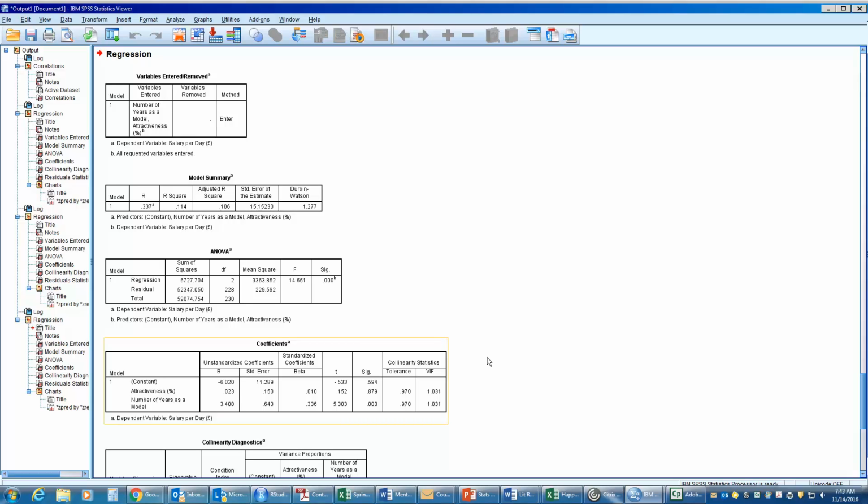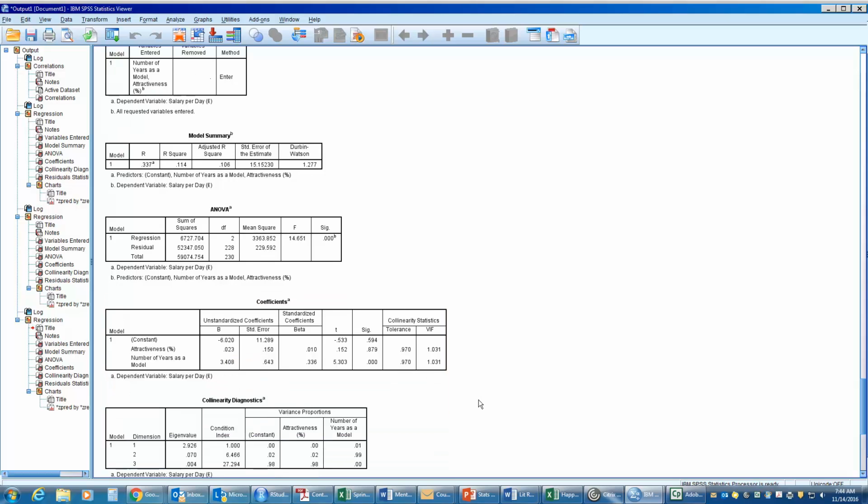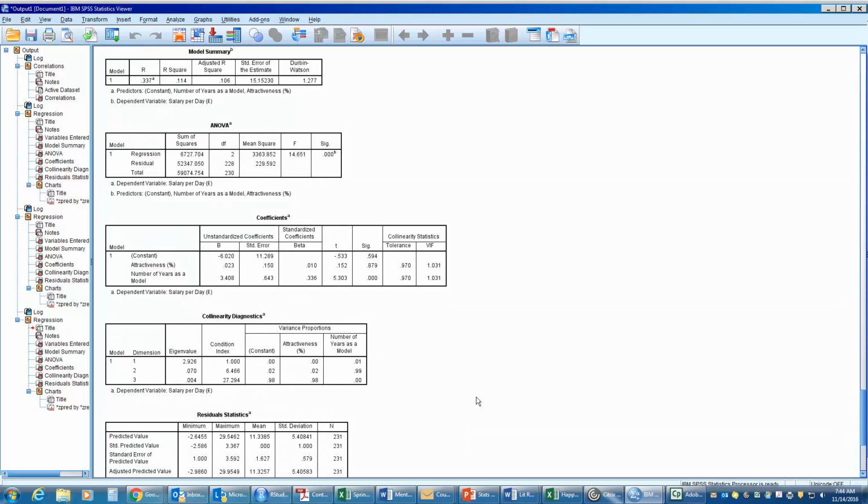Now, this is a negative value, suggesting that when everything is 0 in this model, supermodel salary is negative $6 a day. The concern with that is that conceptually it really doesn't make any sense. It's probably a good idea to mean center these variables, and I'm going to show you how to do that in just a second.